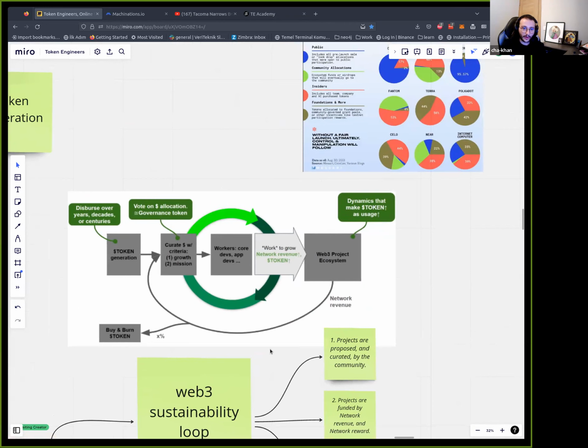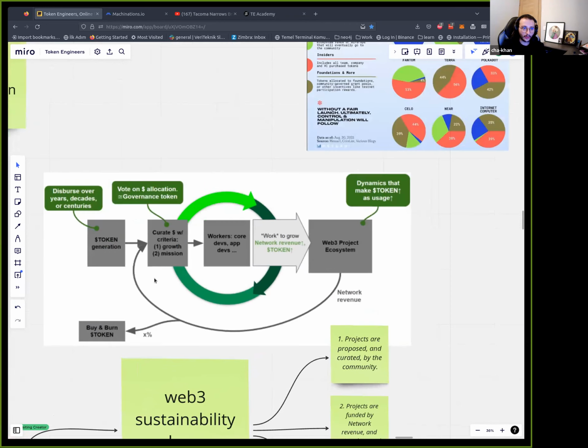With Web3 projects, what you have are tokens. You want to use your tokens in such a way that the project itself is sustainable over the years.